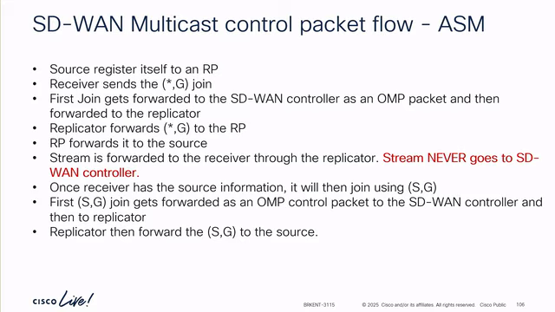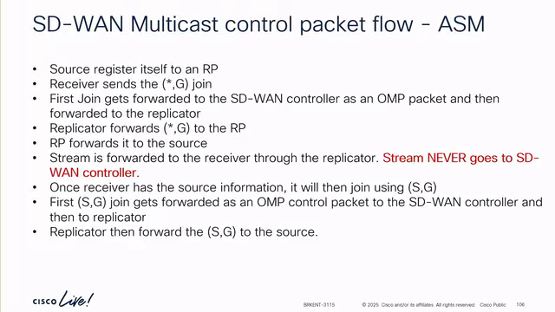So the classic flow of the SD-WAN multicast control packet is that the source registers itself to an RP, right? The receiver sends its interest via the IGMP protocol that it wants to join that particular stream. Then the WAN edge device sends the *,G join, and the first join is sent towards the SD-WAN controller. From the SD-WAN controller, it goes to the replicator. From the replicator, it goes towards the RP, and from the RP, it forwards it to the source, right?